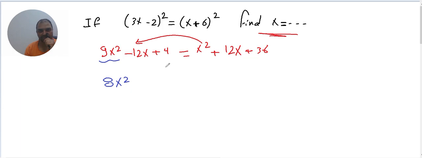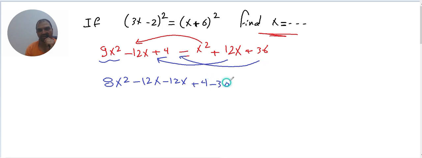And then 12x also, subtract 12x plus 4, and move 36 by negative 36 equals 0. Then we have 8x² subtract 24x, and write negative 36 minus 4 is 32.